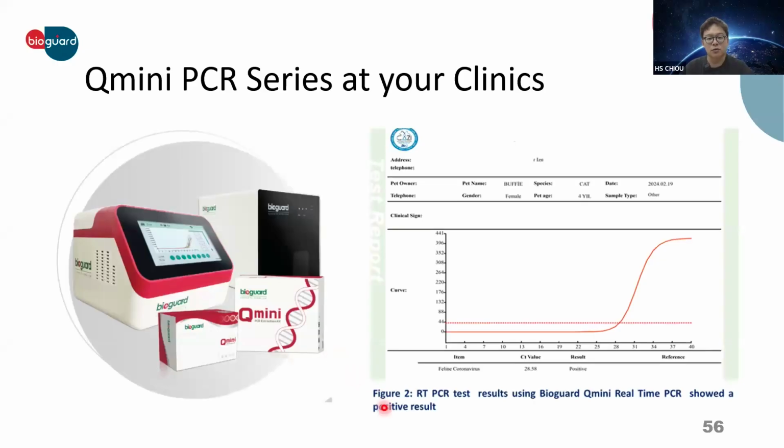So let's take a moment to highlight the growing value of molecular diagnostics in veterinary medicine. These tools are becoming increasingly important, especially when we are trying to rule out disease that can produce GI inflammation. One example is the Bioguard Qmini system. It's a real-time PCR platform designed for rapid and accurate detection of pathogens. It offers reliable results in a compact, clinical-friendly format, making molecular testing more accessible in everyday clinical practice.